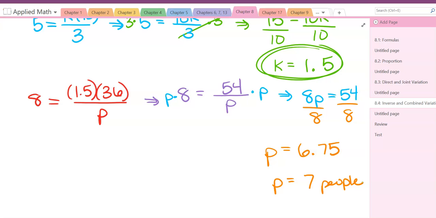Now, with 7 people, they might actually get it done before 8 hours and have a little bit of extra time left over. Because I would need 6.75 people to get it done in 8 hours. Well, I can't have 3/4 of a person. So it's impossible for that to actually happen. So I either need a little bit more time, which means I could have fewer people, or I need to have more people and it's going to take them a shorter amount of time.